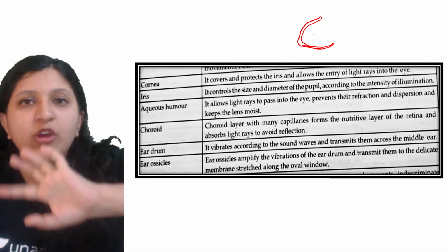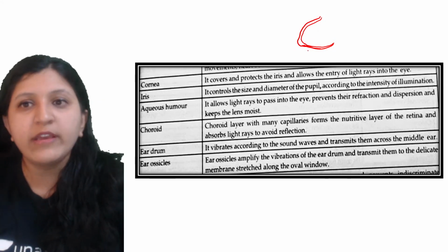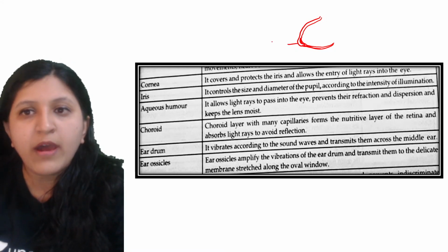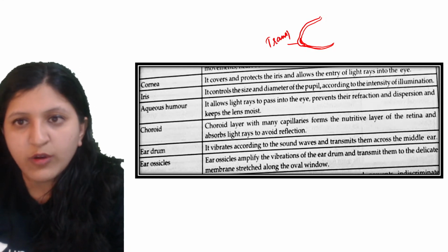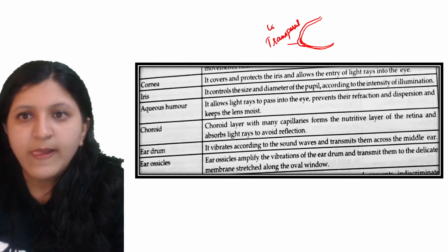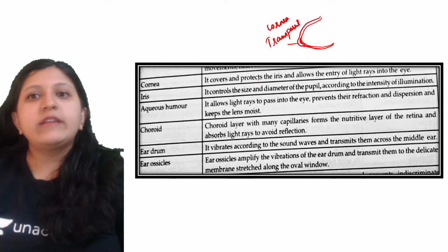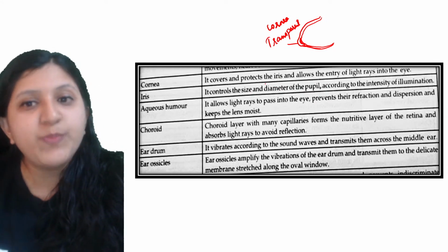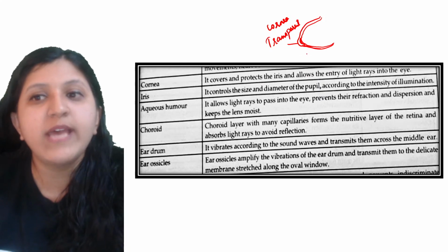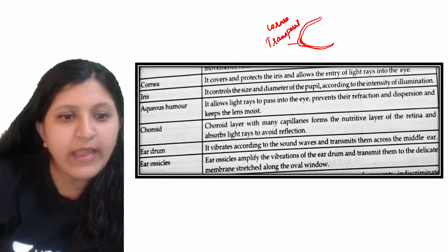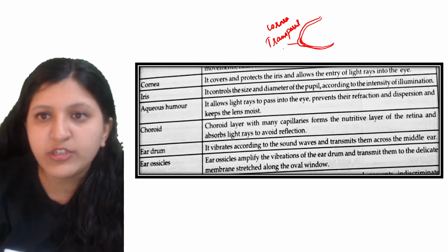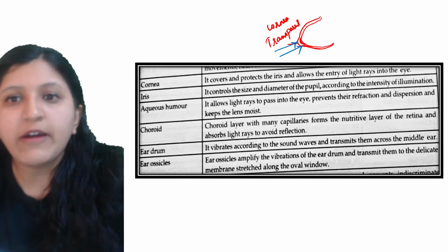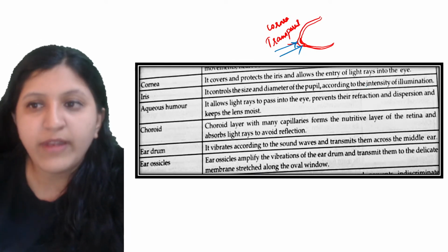In general when you are showing 3 layers, make sure that you are drawing 4 lines here. Now this part which is there, this is the cornea, a transparent cornea. Here it covers and protects the iris. So there is the iris part. Protection is provided to the iris part and it allows the entry of light. The light rays are going to enter through this structure itself. So it covers and protects the iris and allows the entry of light rays.